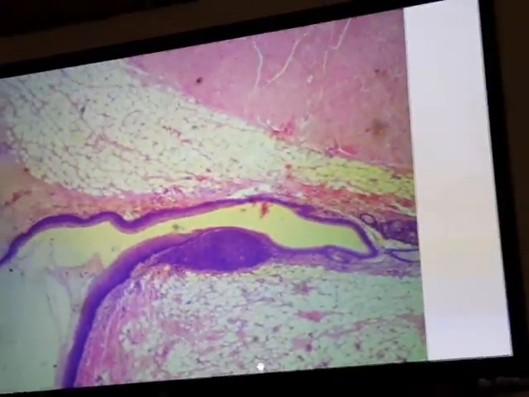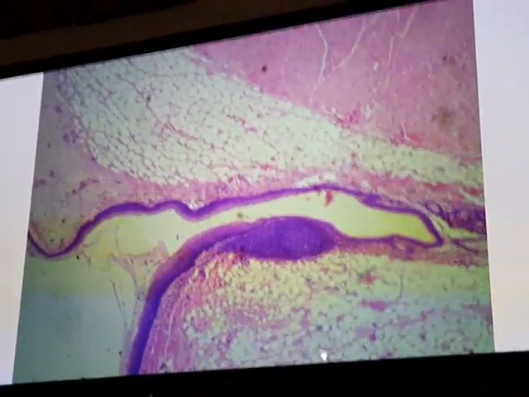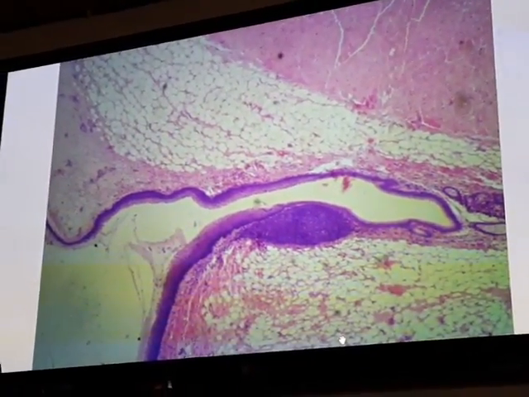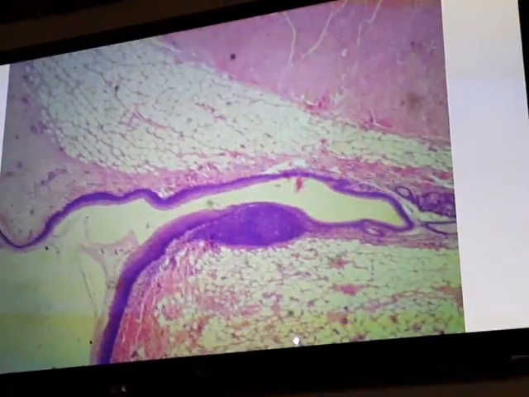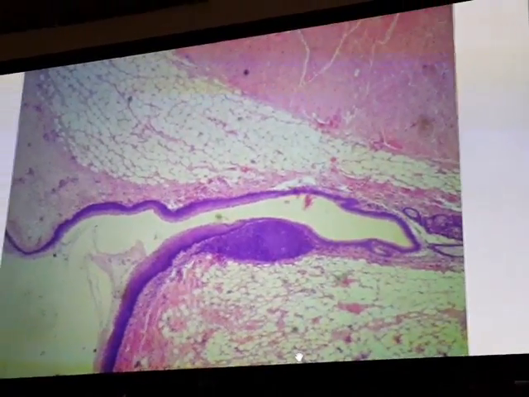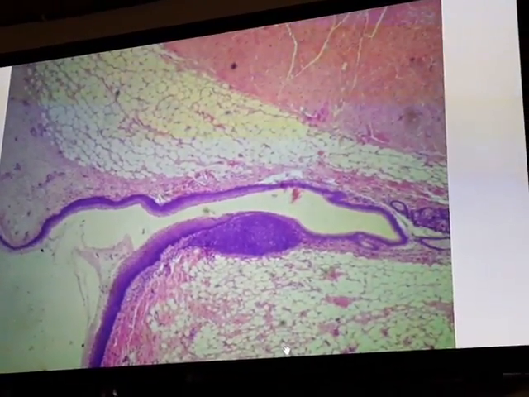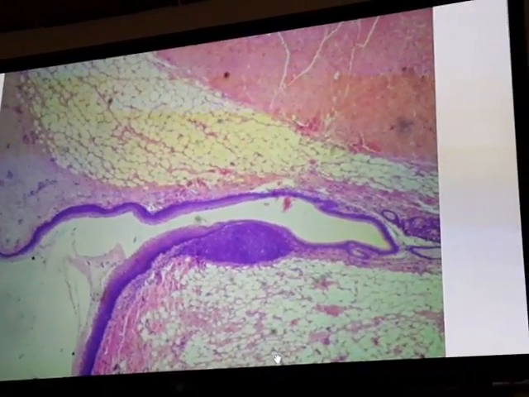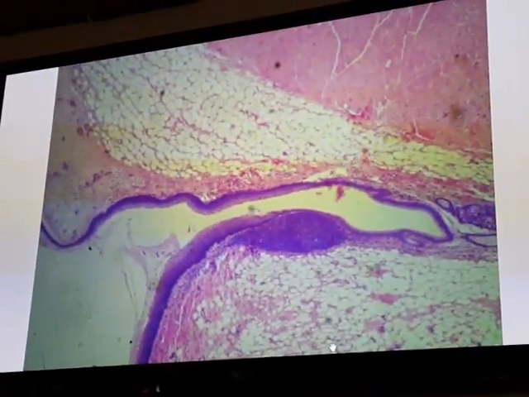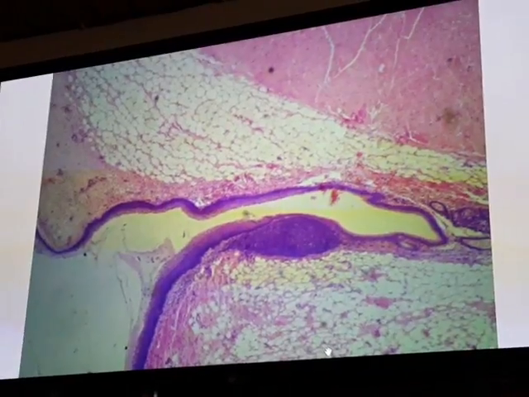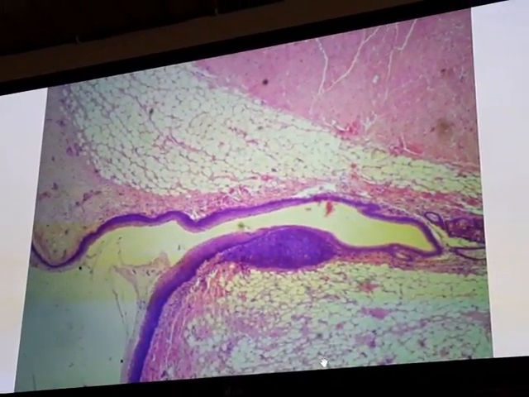Portions, conducting portion and respiratory portion. In the previous lab, we examined the olfactory epithelium, and this slide is a section in the larynx. The larynx is an irregular tube connecting the trachea and pharynx.